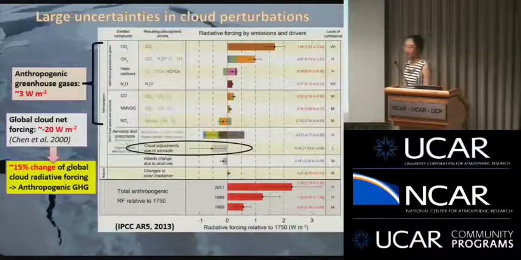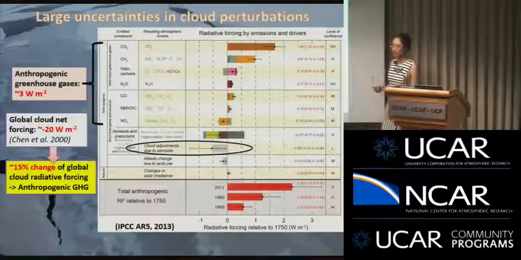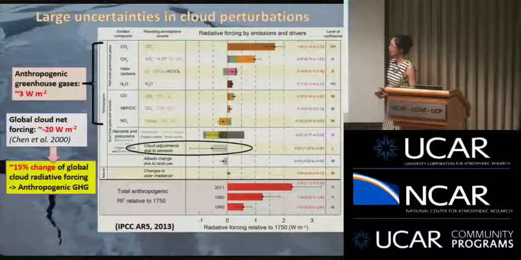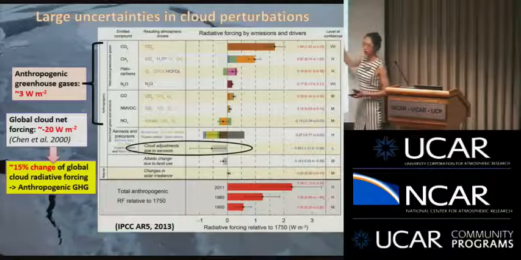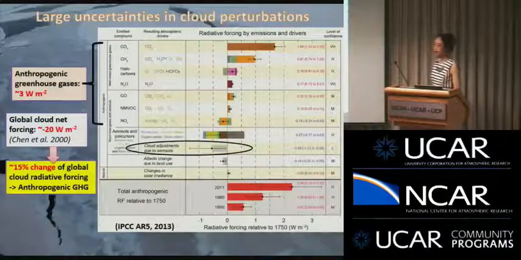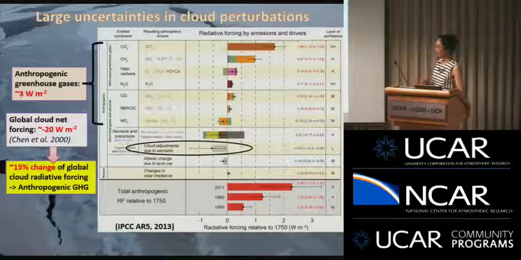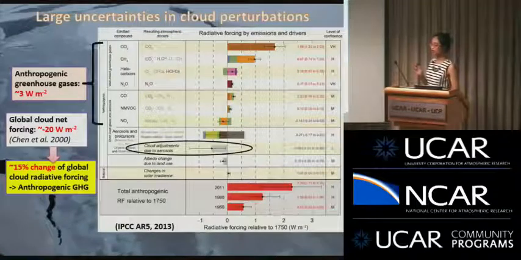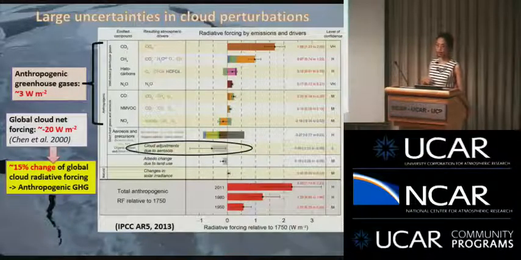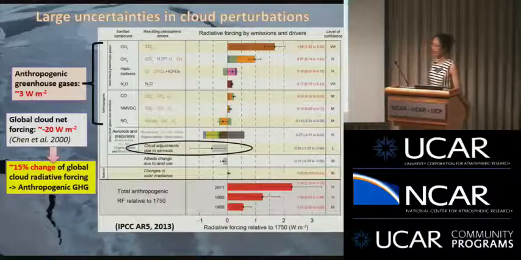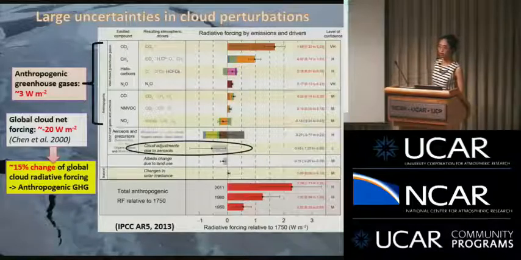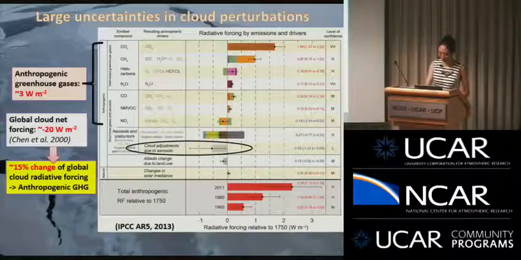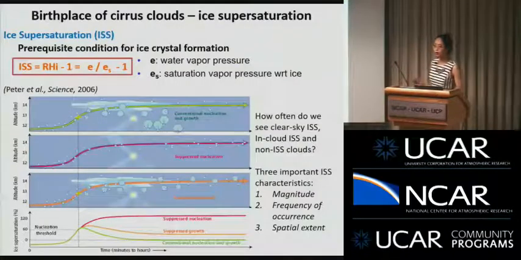So I'm sure most of you are very familiar with this picture, but I want to emphasize one point here. It's actually a comparison. If you look at the sum of all the anthropogenic greenhouse gases, you will get a value of 3 watt per meter square. And if you compare this value to the global cloud net forcing, which is a negative 20 watt per meter square, it means that you just need to change 15% of the global cloud radiative forcing, and you can either double or cancel out all the anthropogenic greenhouse gas effects. And unfortunately, the problem now, as you can see, is the cloud adjustment due to aerosol are still highly uncertain for the climate prediction.